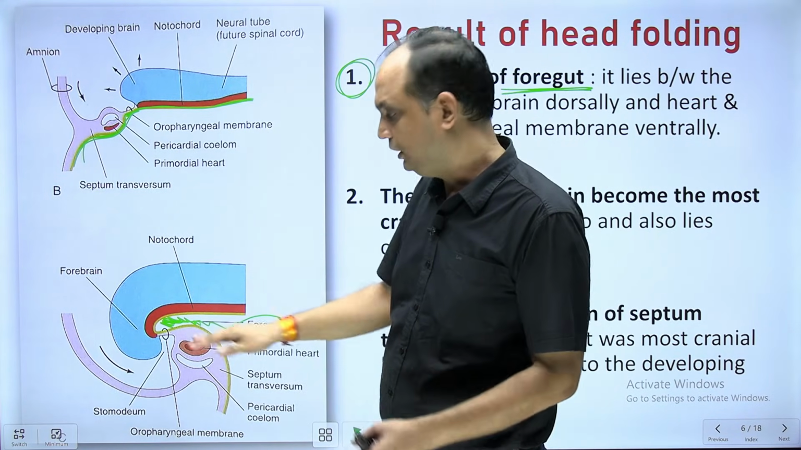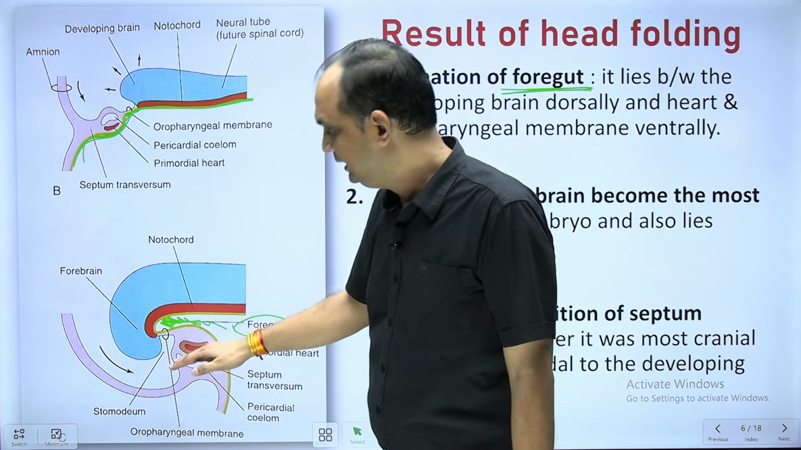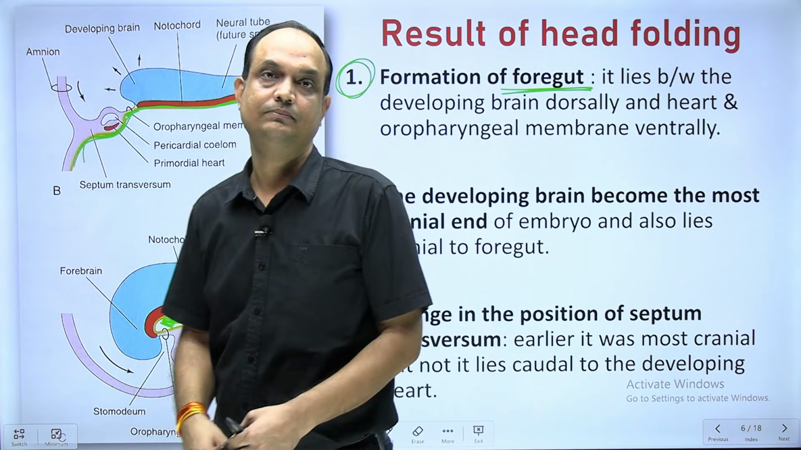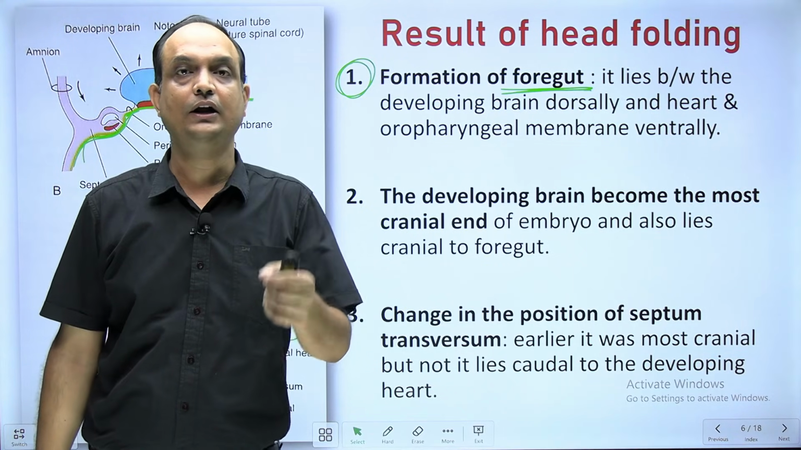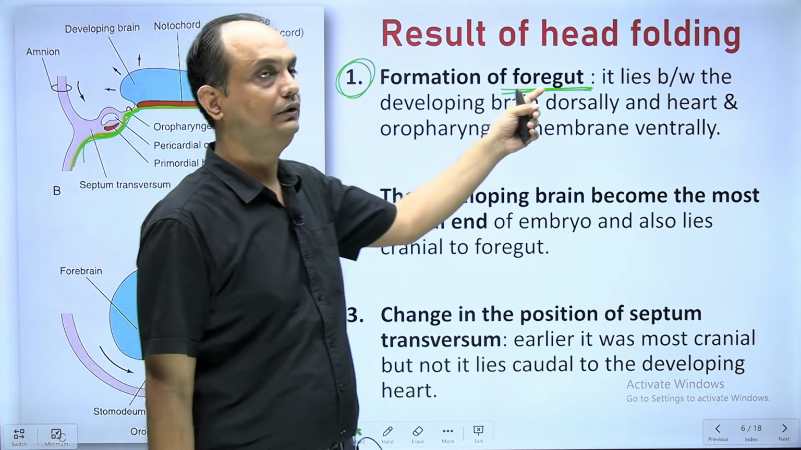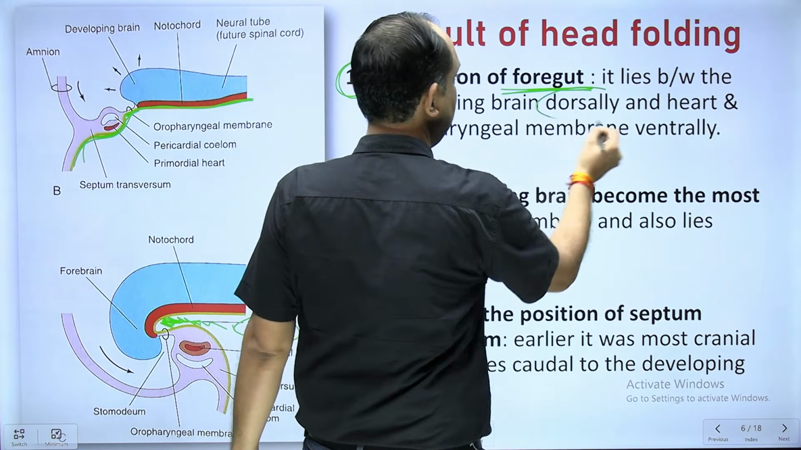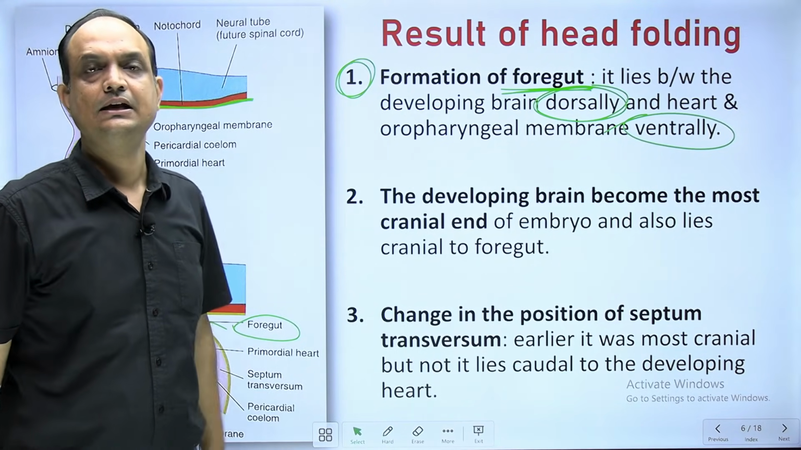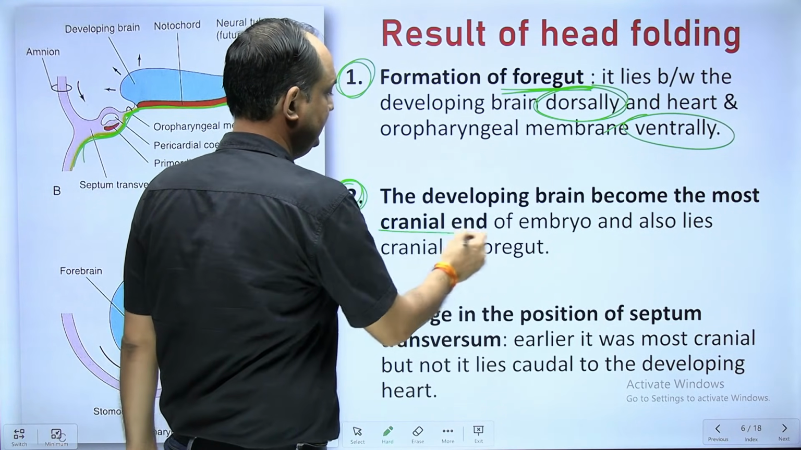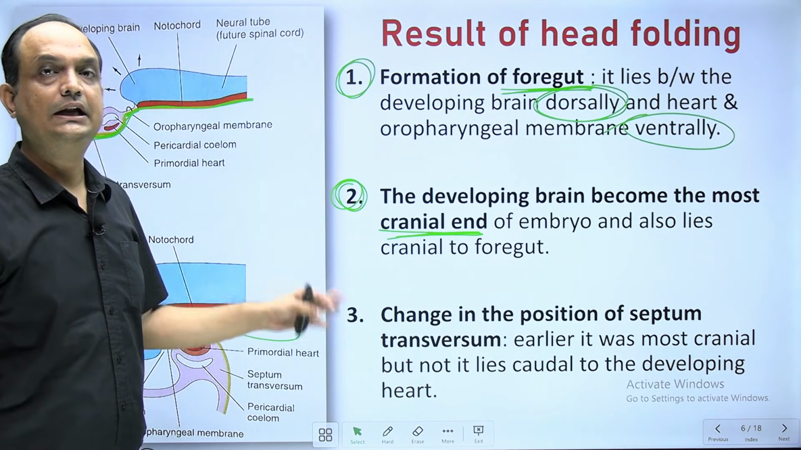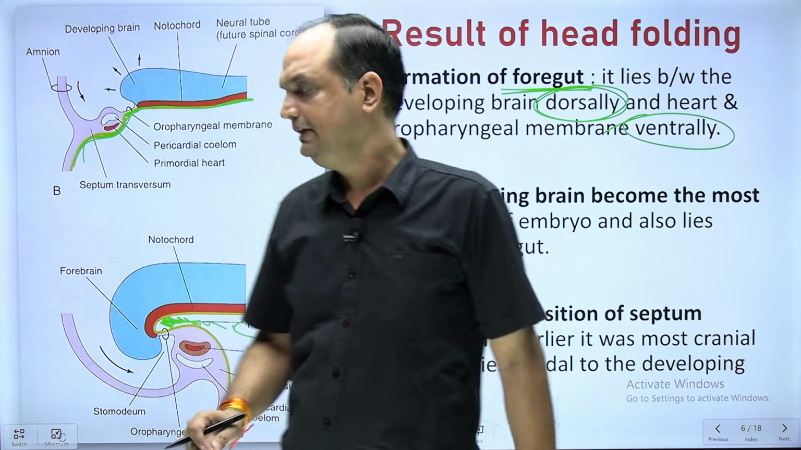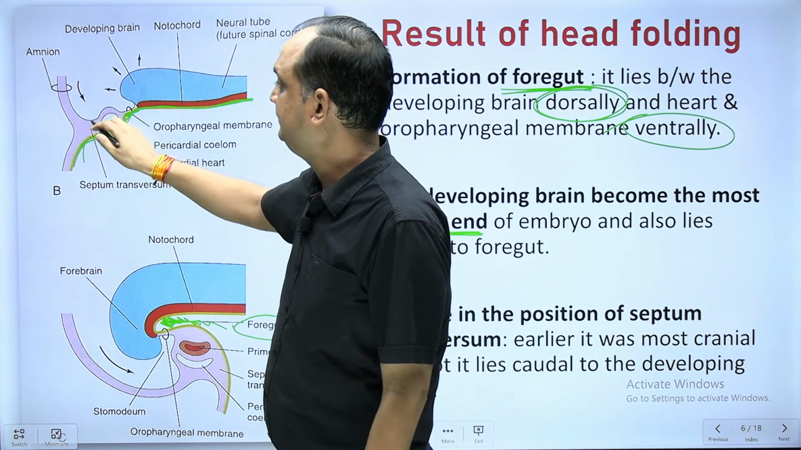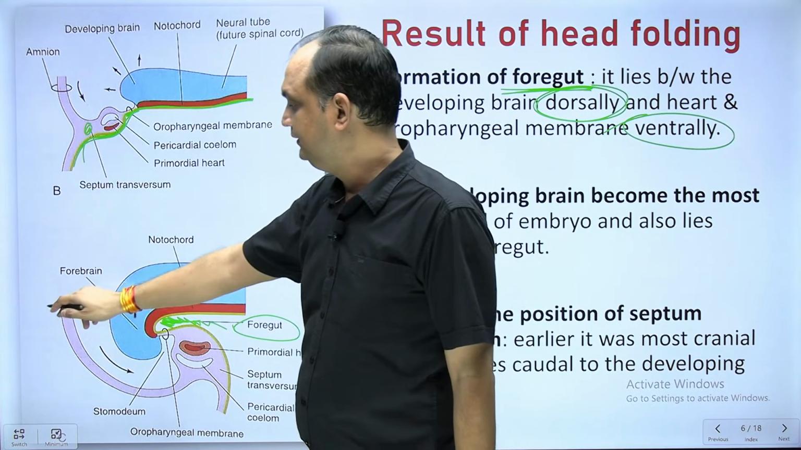So, this foregut is dorsally lined by the developing neural tube, and ventrally it is lined by the oropharyngeal membrane, pericardial region, and septum transversum. So, this is the first and very important result of head folding, formation of foregut. Now, foregut lies between the developing brain dorsally and the heart and oropharynx ventrally. Clear? Now, the second thing is, the brain now becomes the most cranial end of this embryo. Now, when you see the unfolded or flat disc, what is the cranial most part?